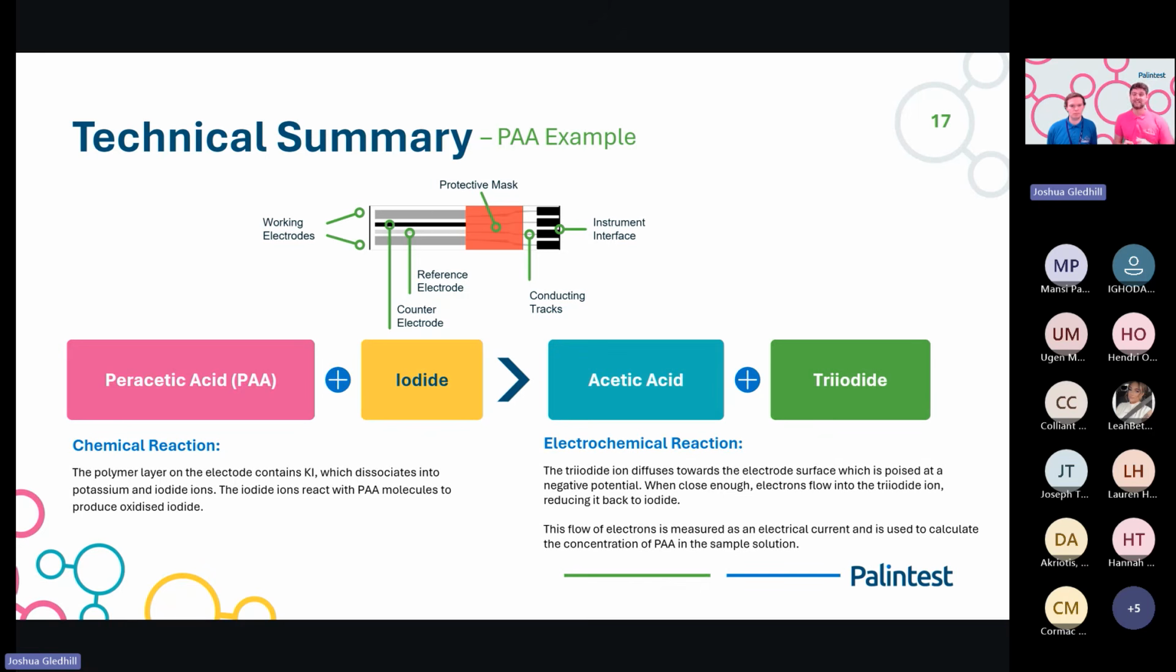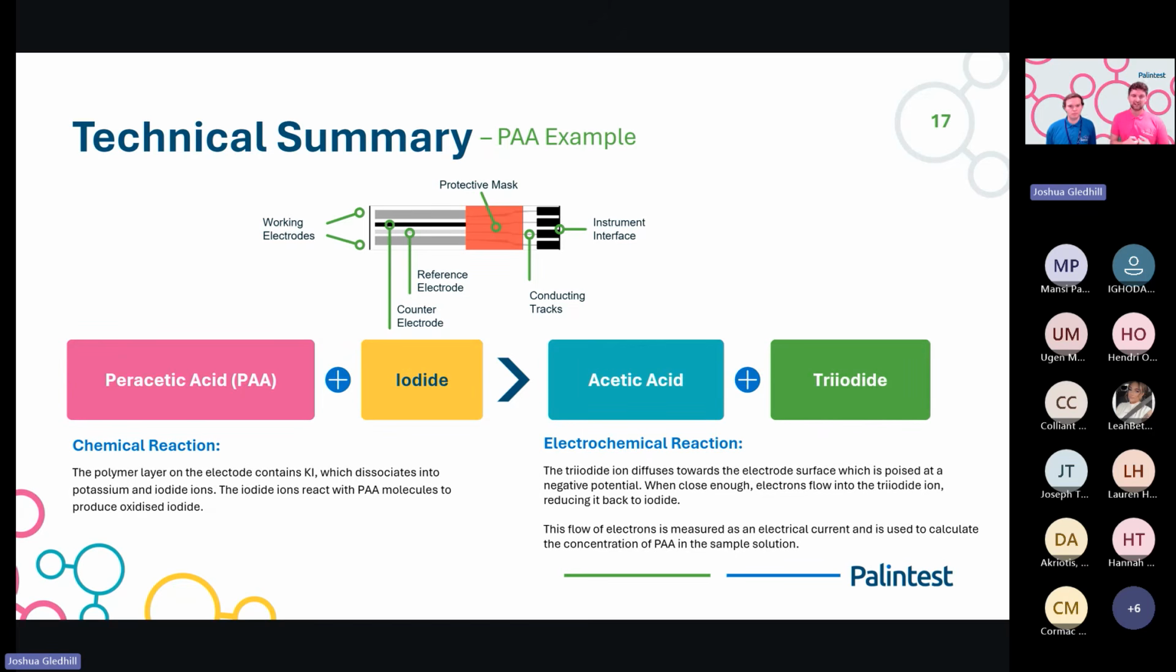For peracetic acid specifically, a polymer layer is coated onto the electrode, and that contains potassium iodide, KI, which dissociates into potassium and iodide ions. These iodide ions then react with any PAA molecules present in the sample to produce an oxidized iodide. So that's the chemical reaction that's still happening, remember, because there is a reagent dosed onto our electrodes, onto our sensors. On the flip side, an electrochemical reaction happens at the same time.